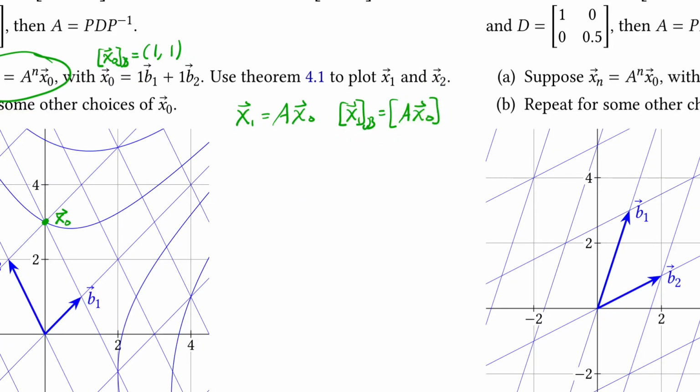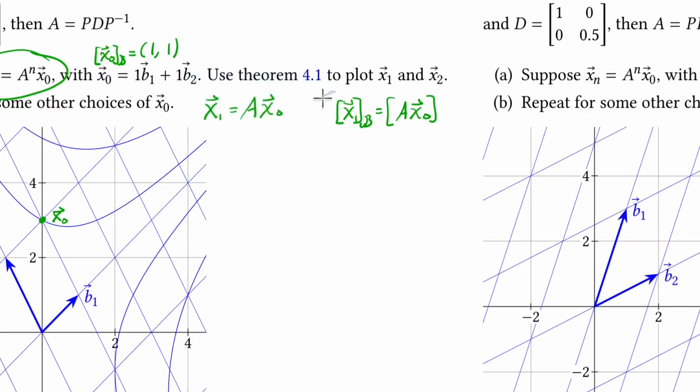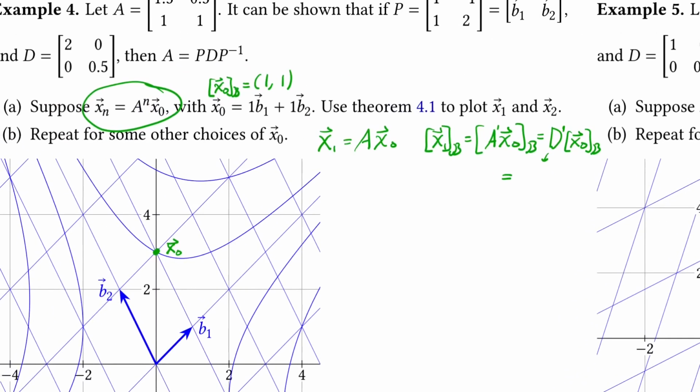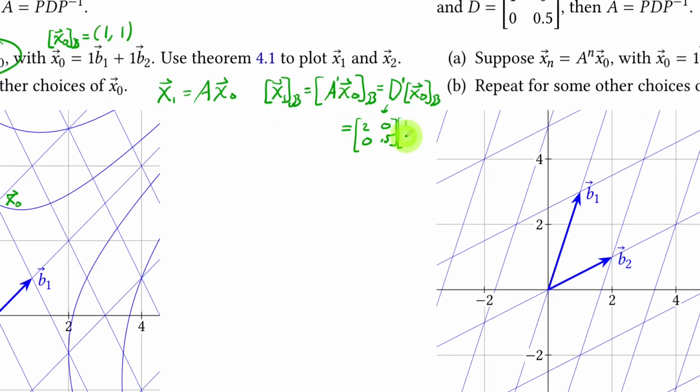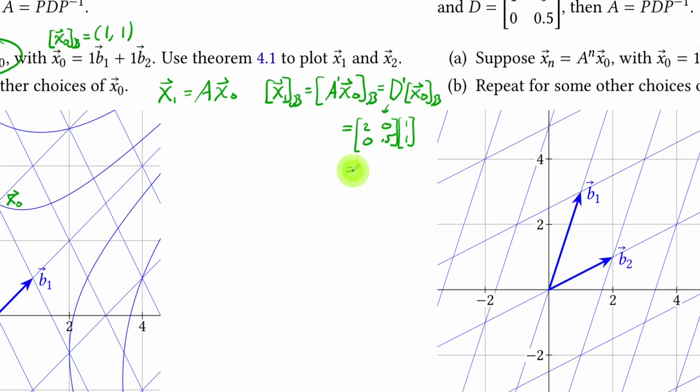Well, let's see. What does the theorem say about this? It says this is equal to the diagonal matrix D to the power 1 times the B coordinates of x0. And hey, we can calculate that. The diagonal matrix has diagonal entries 2 and 0.5. And we already got the B coordinates of x0 are 1 and 1. And when you multiply this, you're just going to get 2 times 1 and 0.5 times 1.